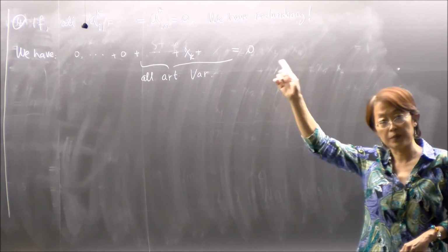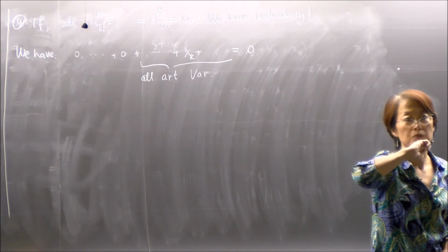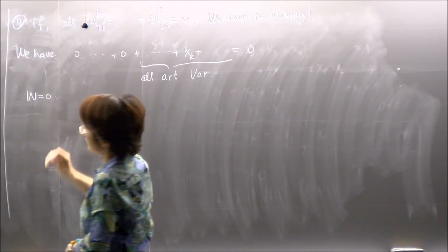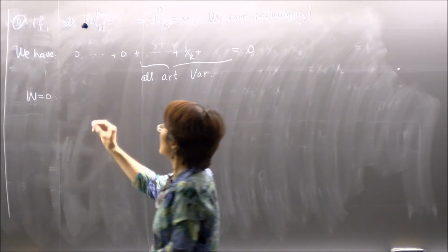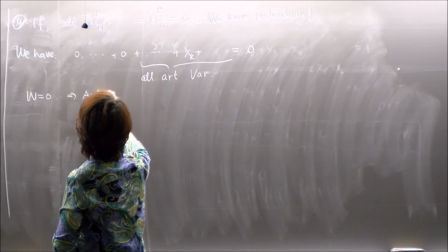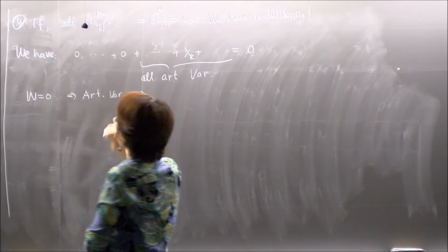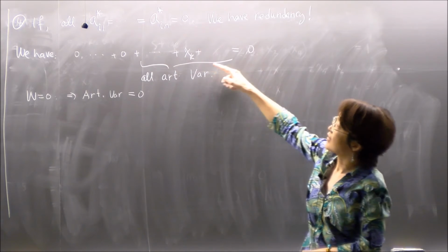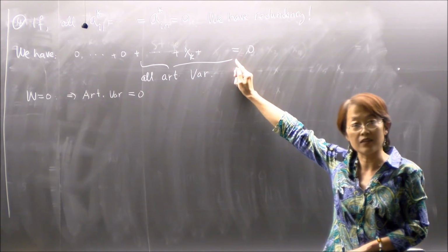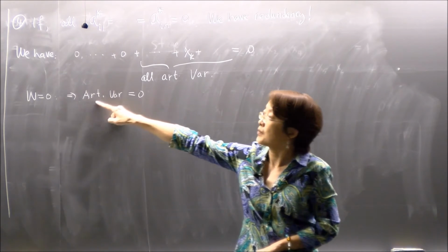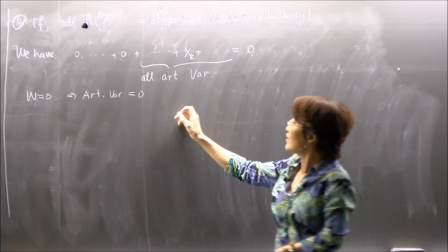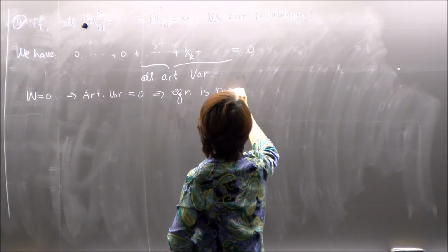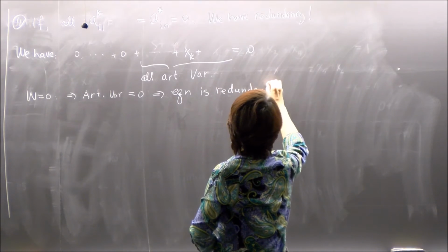So all of these contain only artificial variables. And we also know w equals 0 in the basic solution. Is that right? But if w equals 0, what we can conclude is that all artificial variables have to be 0, which is already implied. So this equation is not telling you anything new. This equation is already implied by that. So you conclude the equation is redundant.